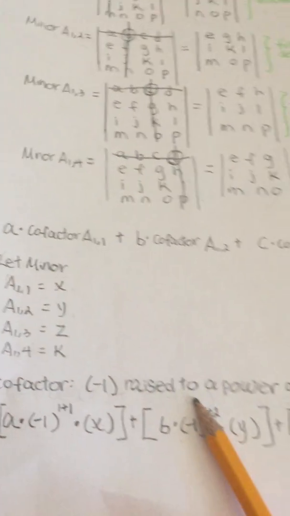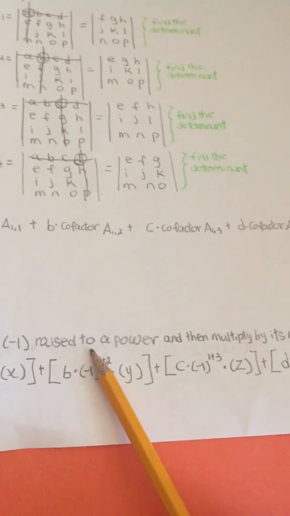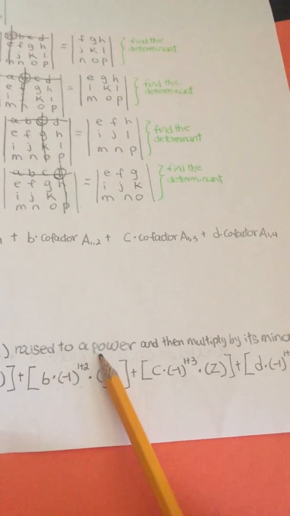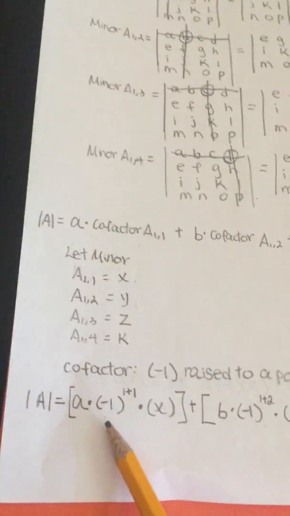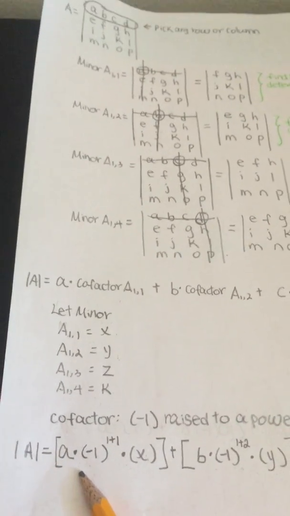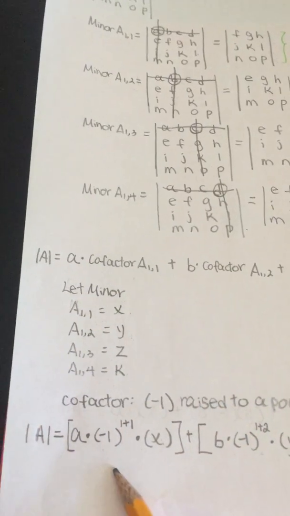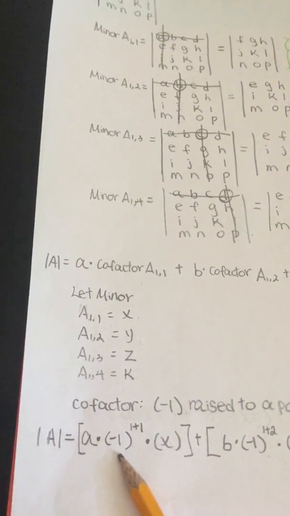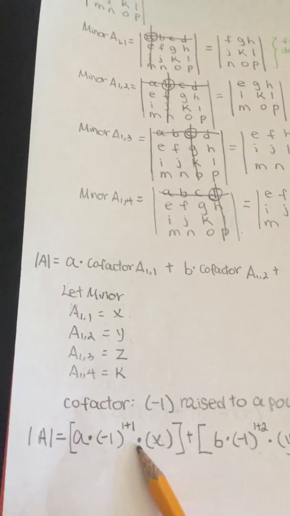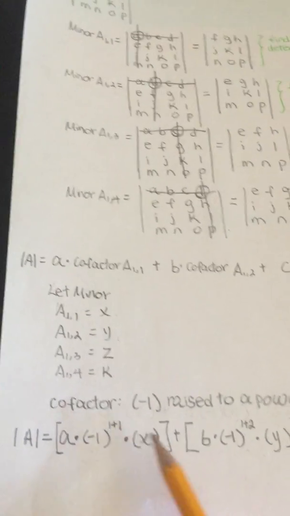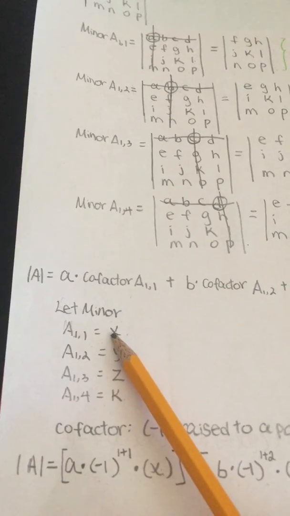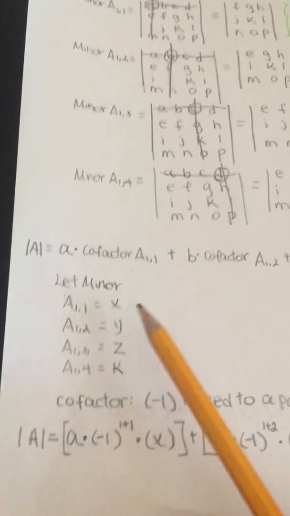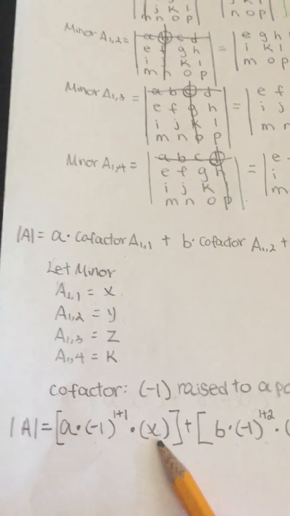So the cofactor is basically the number -1 raised to a power depending on the position of the entry, and then multiplied by its minor. So for the entry A, we know that it's in the 1, 1 position. So therefore, we take -1, we raise that to the 1 plus 1 power. And then since the minor corresponding to the position 1, 1 is x, I will multiply this by x.